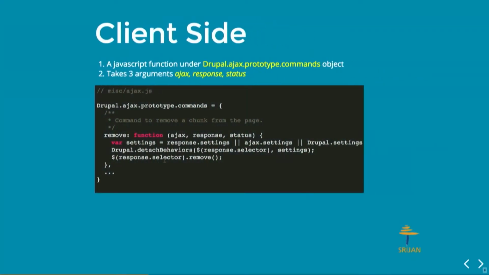Another part of the client-side code is a JavaScript function under this object, Drupal.ajax.prototype.commands. This is a namespace for all the commands which are provided by Drupal. Each command takes 3 arguments: ajax, response, and status. Ajax is the representation of the triggering element and the information about the request, the response is what you get from the server, and the status is the HTTP status code, so that you can decide whether the request was successful or not.